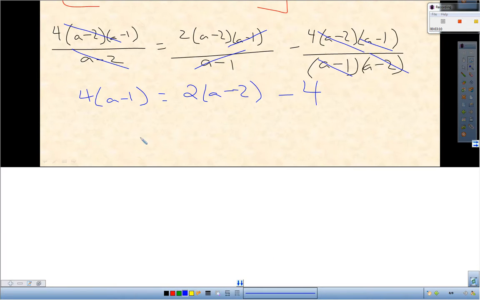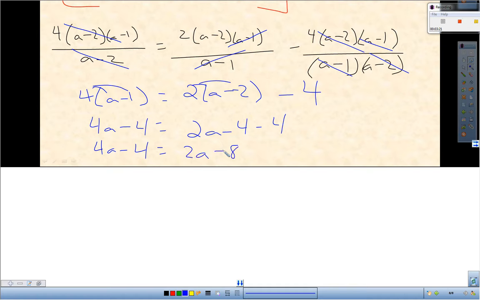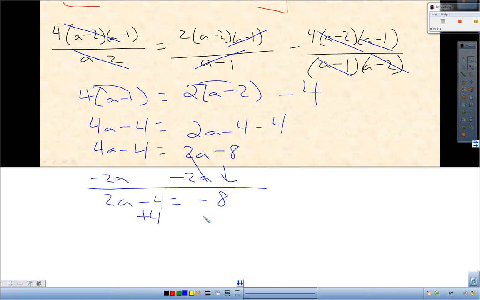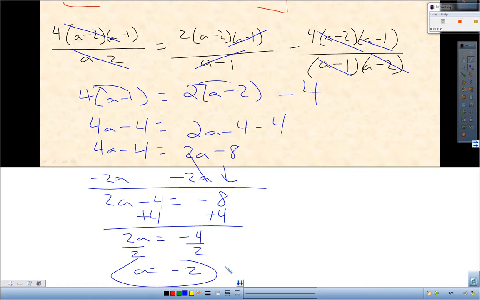Now you're not done, you have to solve this for a, so I'm going to distribute and get 4a minus 4 equals, distribute again, 2a minus 4 minus 4. I do see some like terms, a negative 4 and a negative 4 gives me negative 8. I want to solve this for a, so I'm going to subtract 2a from both sides, so it'll give me 2a minus 4 equals negative 8. I'm going to add 4 to both sides, so that'll give me 2a is equal to negative 4. And then finally I'm going to divide by 2, and that gives me my actual answer of a is equal to negative 2. Alright, that's it for today's lesson.